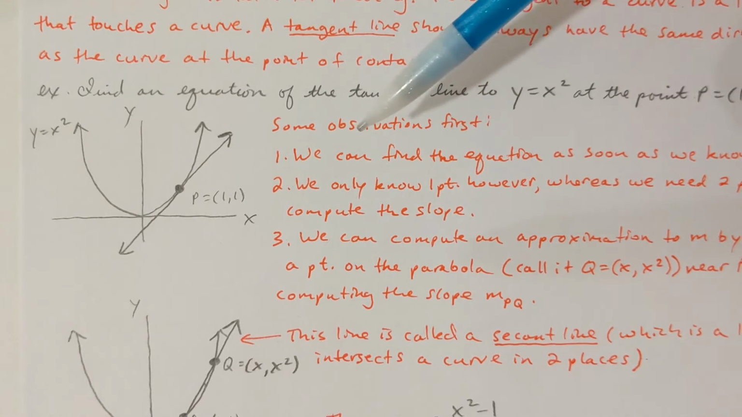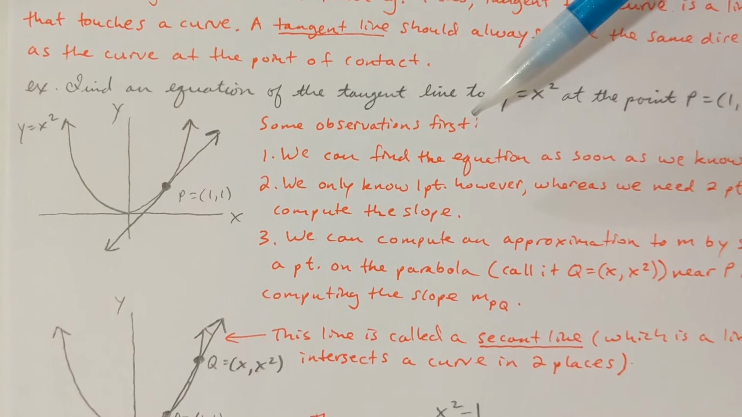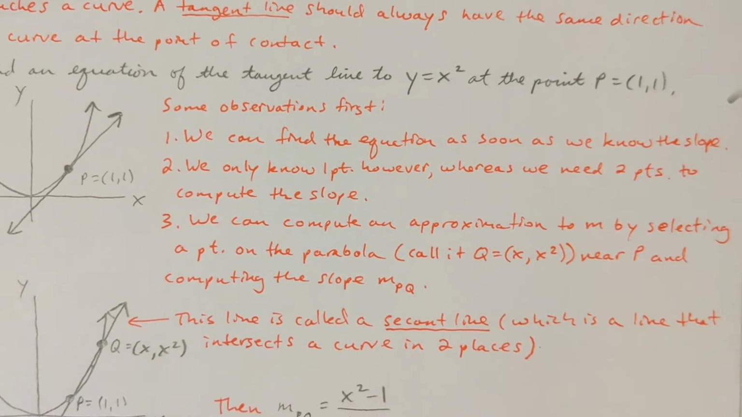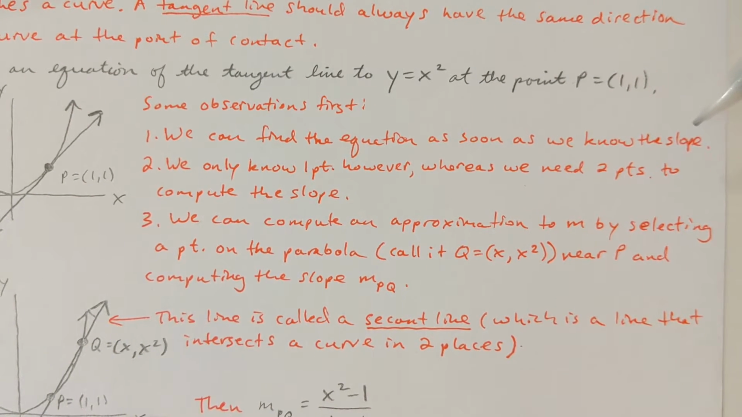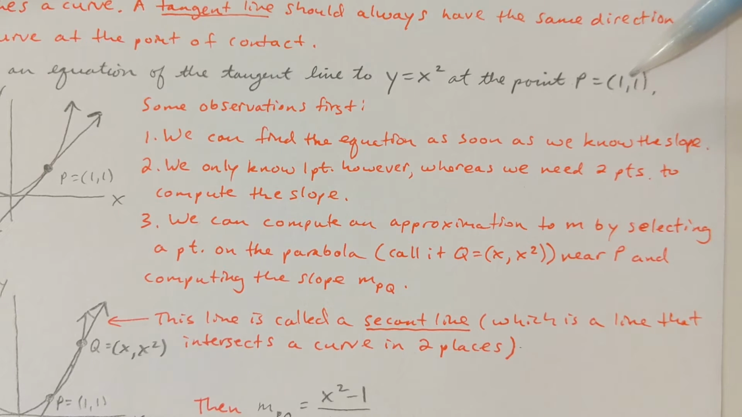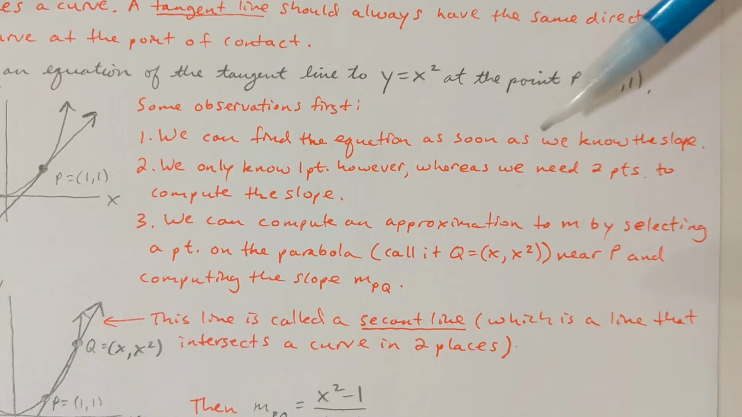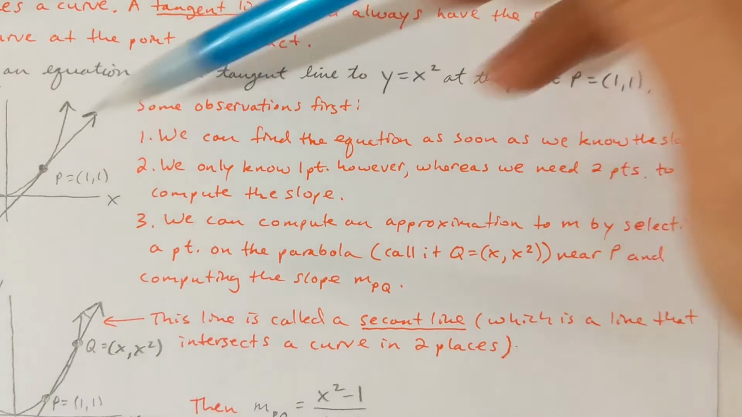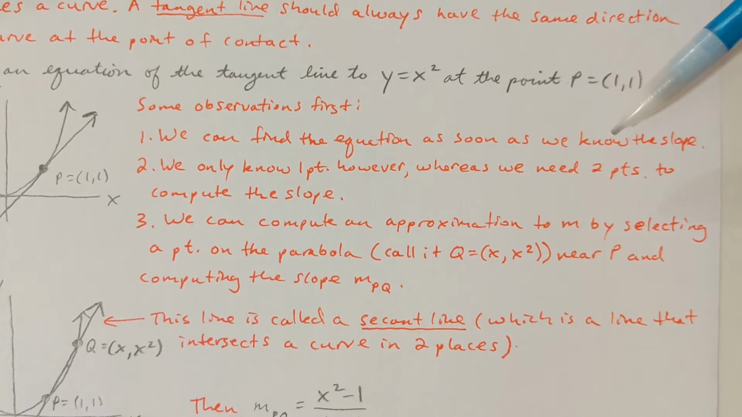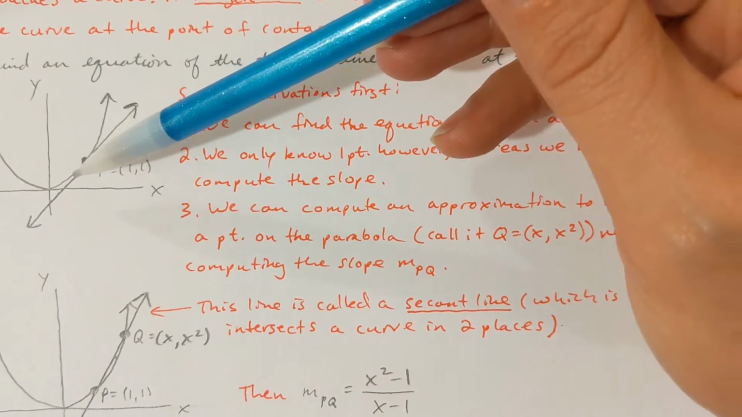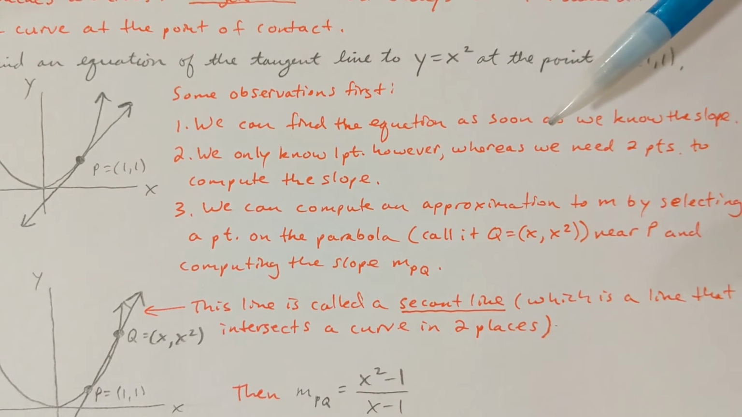Okay, some observations first. So we can find the equation as soon as we know the slope, right? Because I know a point on the line. Once I know the slope, I can then use the point-slope formula. The only problem is that I only know one point on this line, and I need 2 points to compute a slope. Okay.